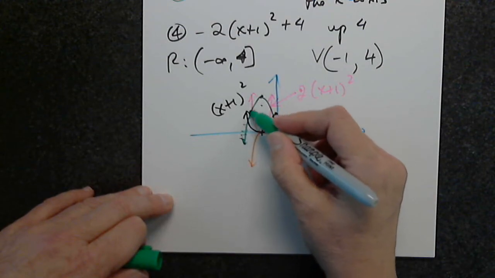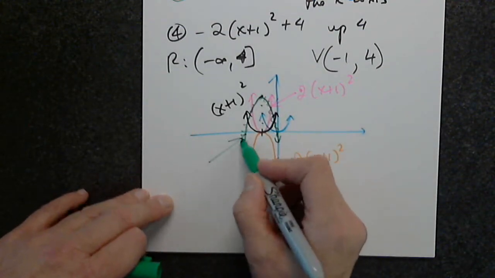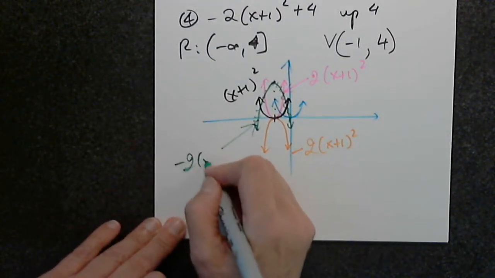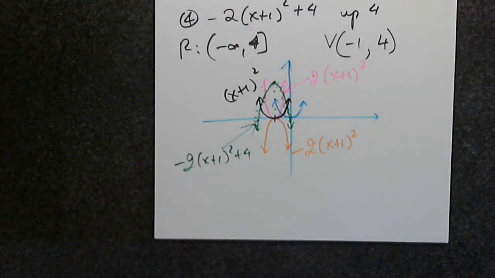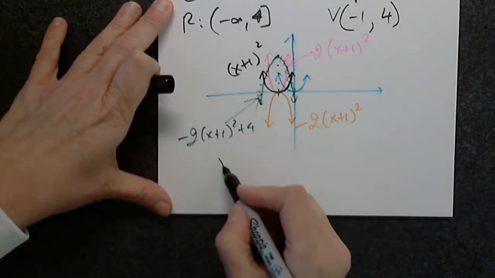So this is negative 2 x plus 1 squared plus 4. Notice that I didn't pay attention to where the x and y intercepts are. I didn't calculate anything, but that's a rough graph. It took us like, I don't know, 10 seconds to graph it. But now you can be asked to find the x and y intercepts algebraically.